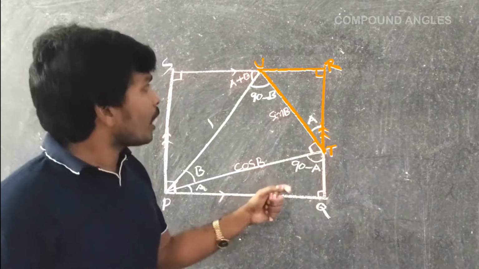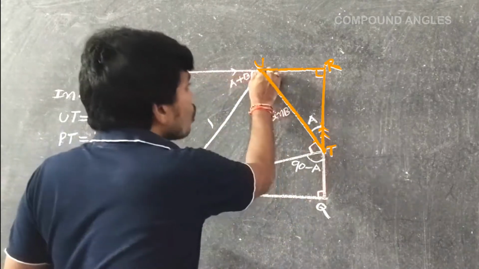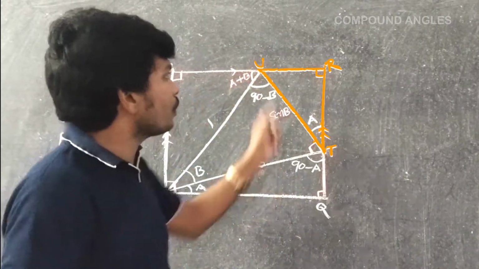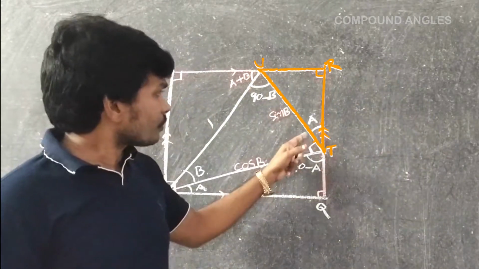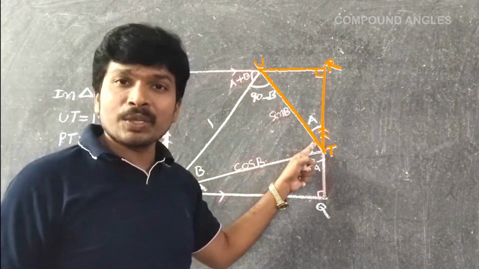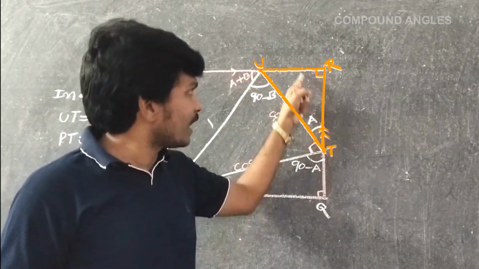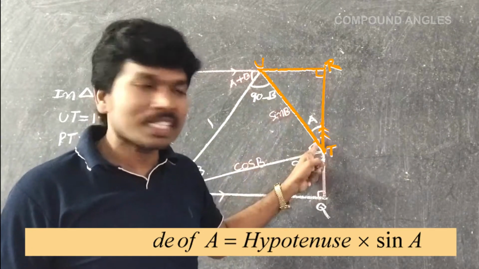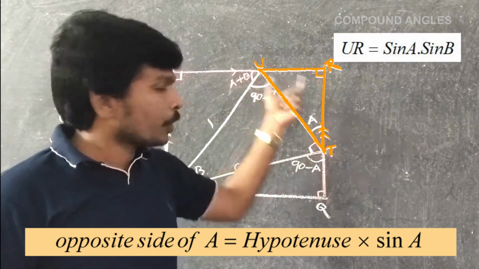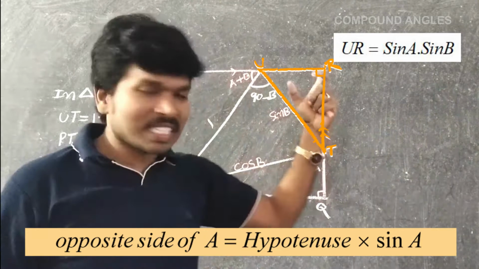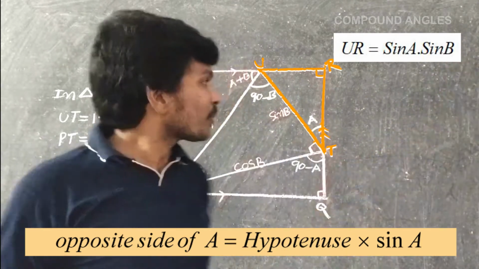Okay, see, now I am asking you, what is the value of UR? UR is equal to hypotenuse into sine A. Yes or no? Opposite side of A is equal to hypotenuse into sine A. So that's why UR is equal to sine B into sine A.